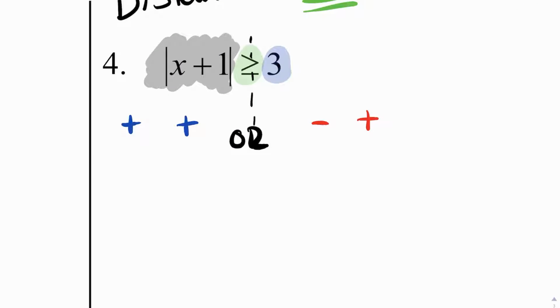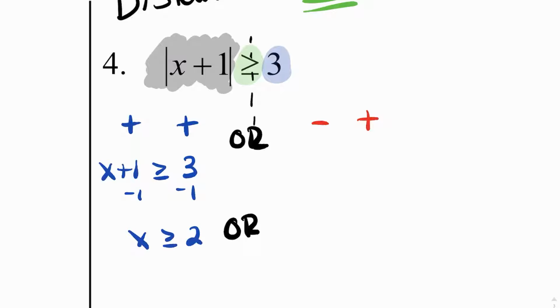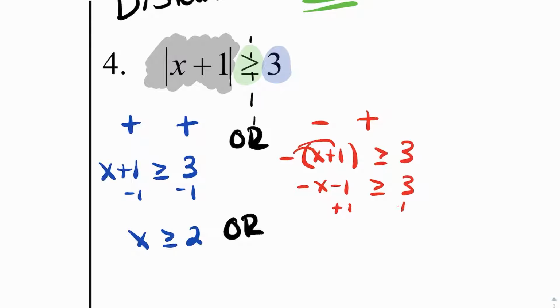Let's do our positive positive, which is pretty much keep everything the same. So I'll subtract 1 from both sides, so I get all the x's that are greater than 2. And there's going to be this other inequality that's or. So we'll solve the negative positive, which means I want to take the absolute value thing and take its opposite and keep that. So I'll distribute the negative, so negative x minus 1 is greater than or equal to 3. Add 1 to both sides. Now again here, I have to divide by a negative, so I have to flip the sign, so I get all the x's are less than or equal to negative 4.